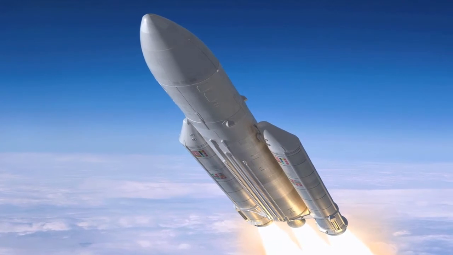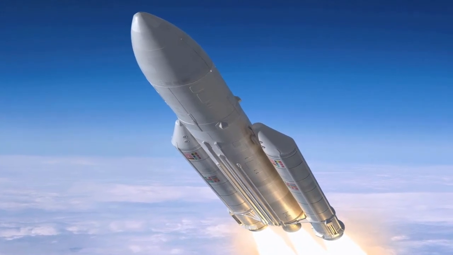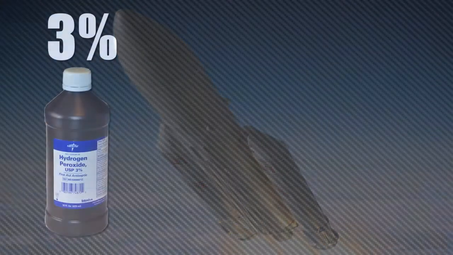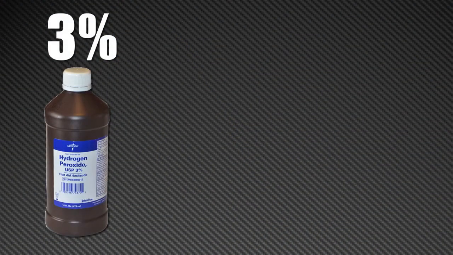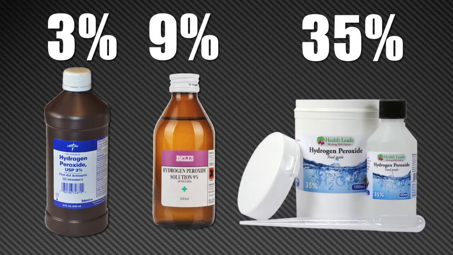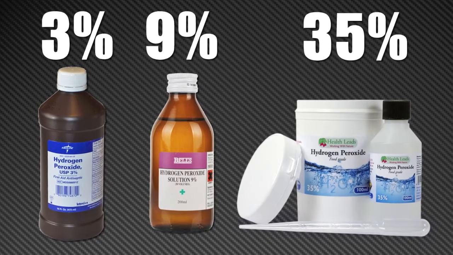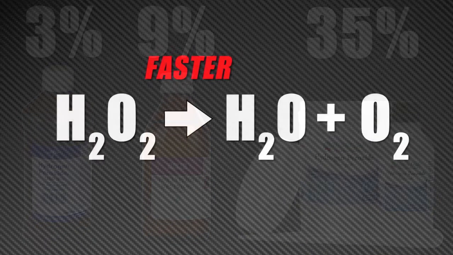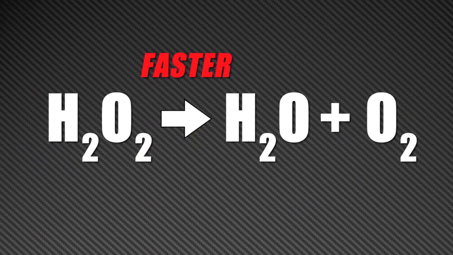In its pure form, it's powerful enough to be used as an oxidizer for rocket fuel. Usually, it is found diluted in water. For example, you can purchase hydrogen peroxide in 3%, 9%, or even 35% solutions. The higher the percentage, the higher the concentration. A higher concentration solution has the potential for a faster decomposition reaction.